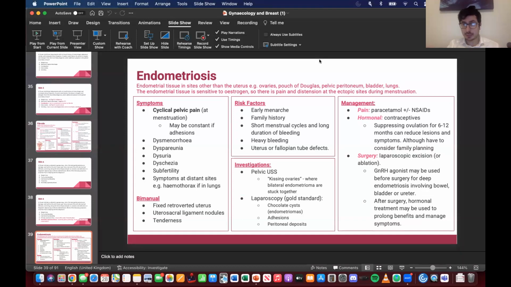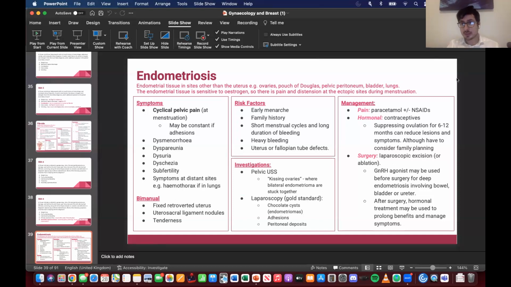What this enables you to do is to have a direct visual field of what's happening around the uterus. And what you can find is endometriomas, which are dark brown in color. So they're often called chocolate cysts, and they can be found around the ovaries. You can also find adhesions that have developed because of generalized inflammation in the peritoneum, causing these fibrous bands to develop. And you can also find deposits around the peritoneum.